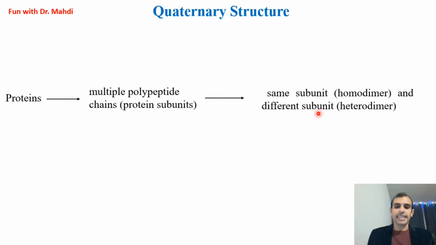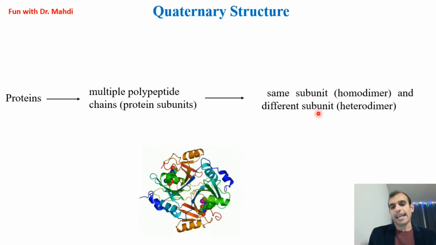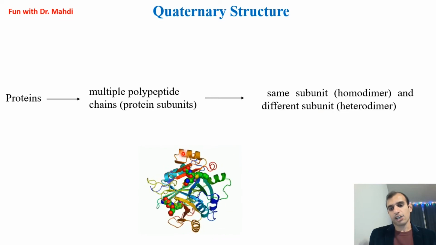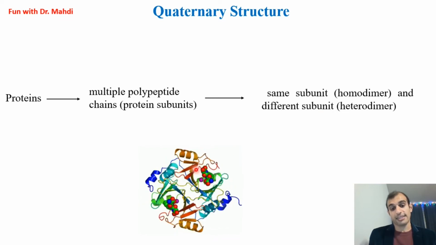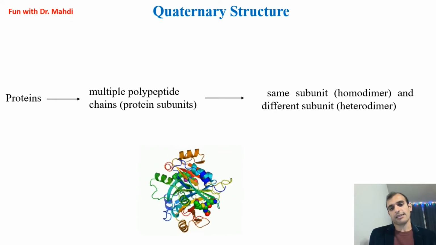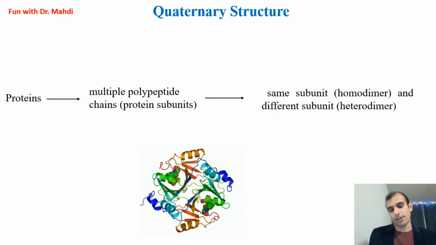But anyway, after quaternary structure, the protein will be larger, and also for making quaternary structure, we need different parameters such as hydrogen bonding or disulfide bridges. And after that, we will have something like this. Again, it's three-dimensional, but in this case, it will be larger than the tertiary structure.